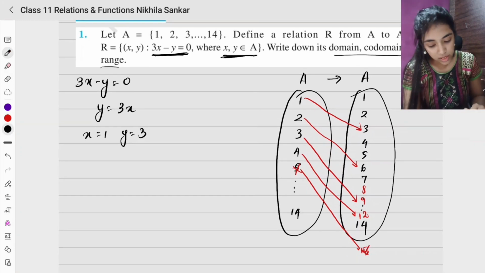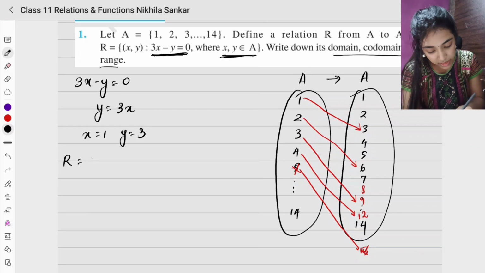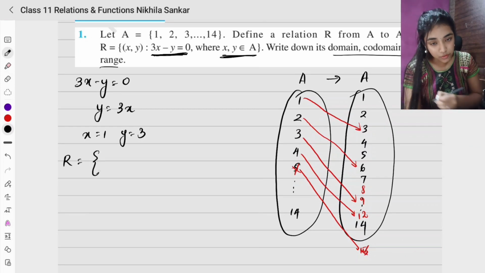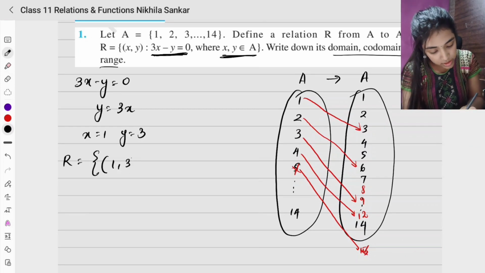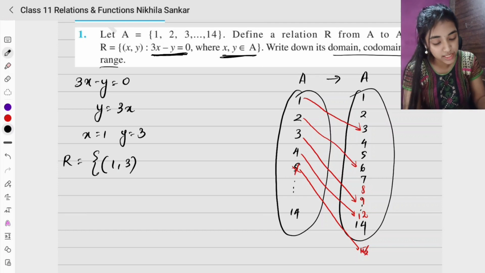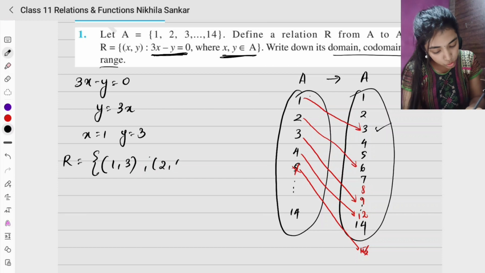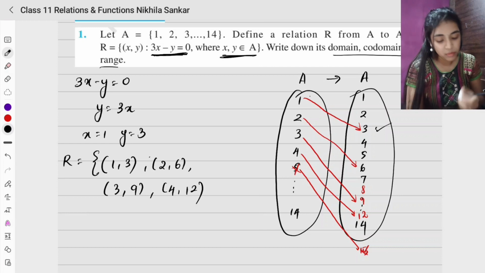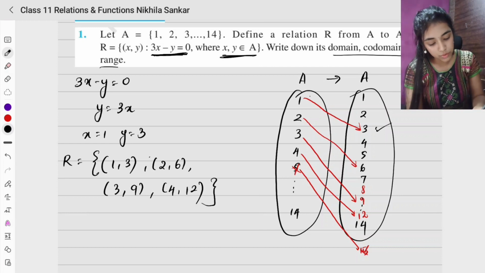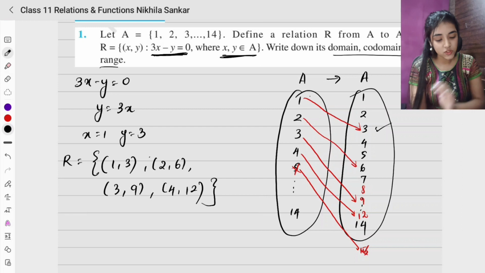Okay. So what are the elements going to be in the relation? It is going to be the set of all ordered pairs. Look at the arrow diagram. So I have (1, 3), then (2, 6), then (3, 9), (4, 12). So these are all going to be my ordered pairs. Okay. So this is the relation.